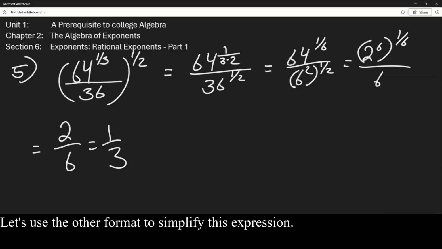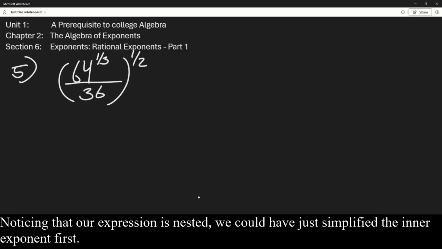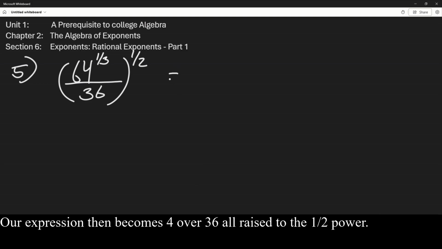Let's use the other format to simplify this expression. Noticing that our expression is nested, we could have just simplified the inner exponent first. Our expression then becomes 4/36 to the 1/2 power.